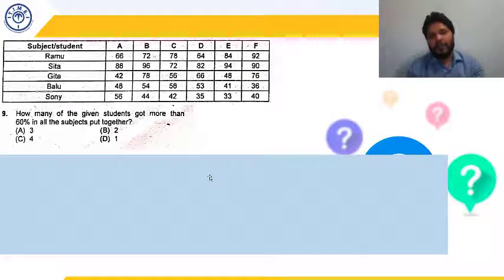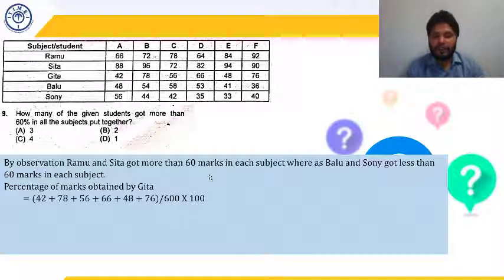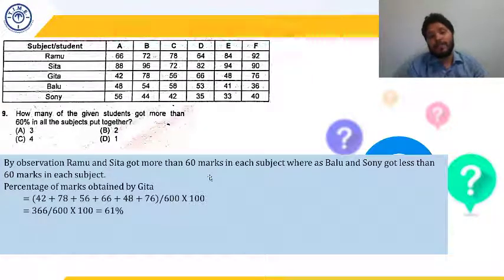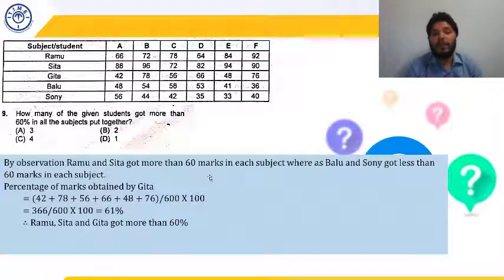I hope this is clear to everyone. So we just need to check for Geeta. Did Geeta score more than 60% or not? What is the percentage of marks scored by Geeta? Sum of all the marks scored by Geeta divided by 600, because subjects are 6 and each subject consists of 100 marks. So marks scored by Geeta divided by the maximum marks in those 6 subjects, times 100, comes out to be 61%. So Geeta is also in the list. So there are going to be 3 people in the list. And who are they? Ramu, Sita and Geeta.